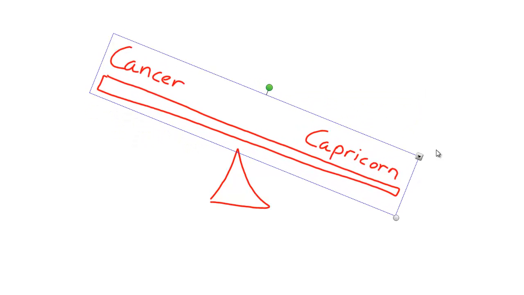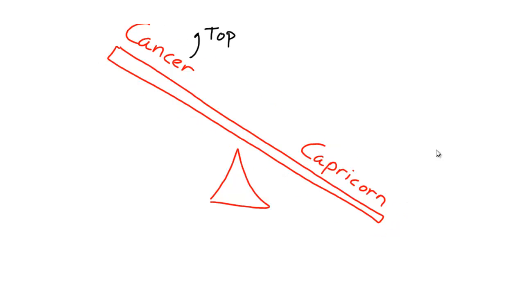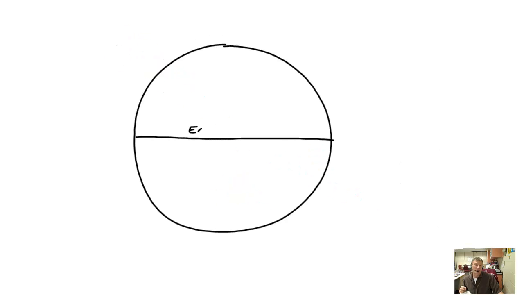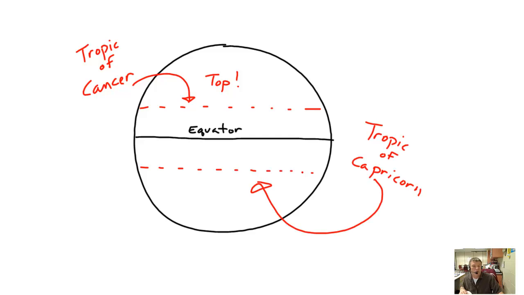So if we put those on a scale, it would tip towards the Capricorn side, pushing the Cancer to the top and dropping the Capricorn to the bottom just by weight of the letters. So just like the weight of the letters pushes the Tropic of Cancer to the top of our globe, the Tropic of Capricorn is going to roll to the southern part. So that's hopefully going to help you remember the difference between your Tropic of Capricorn and your Tropic of Cancer.